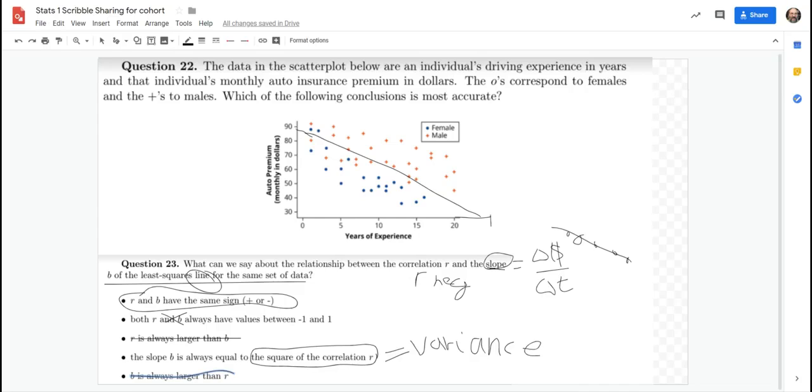Well, again, B just depends on the units that you're looking at. The R squared comes from the physical shape of those dots. The shape of those dots doesn't change if I change my years of experience to days of experience, right? I just change my 0 to 20 to 0 to 7,300, and nothing else changes in the picture. The shape determines the R. The actual units of the axes determine the B. So these have no predictable relationship except same sign.